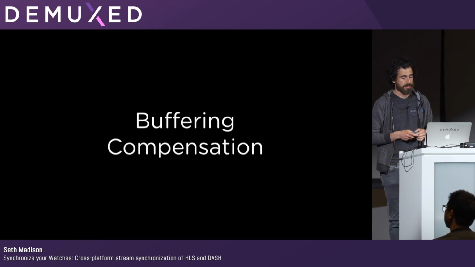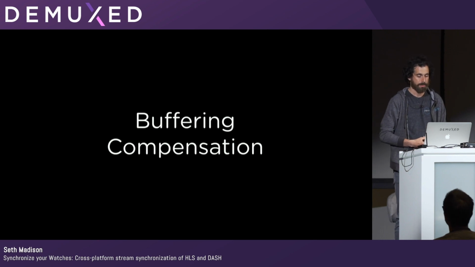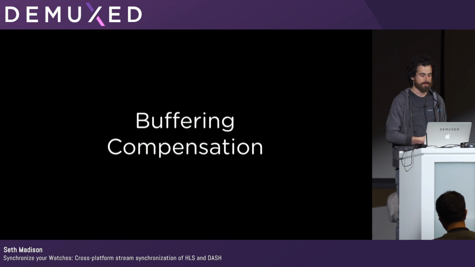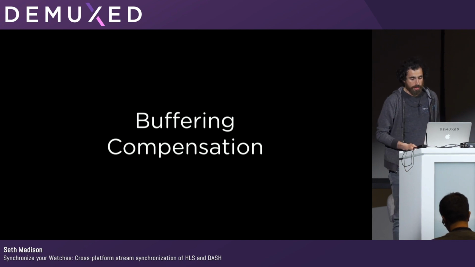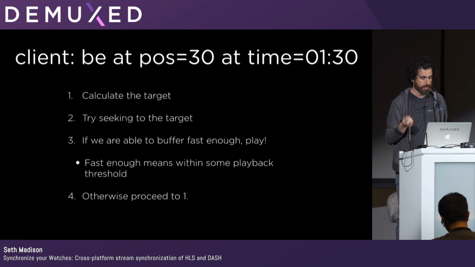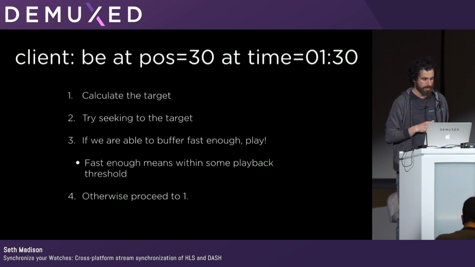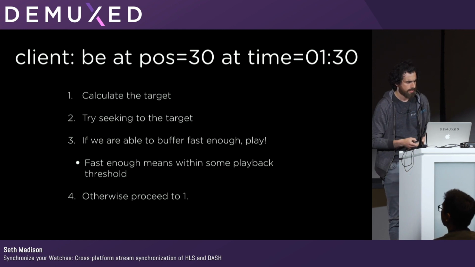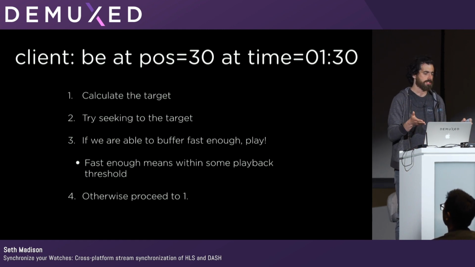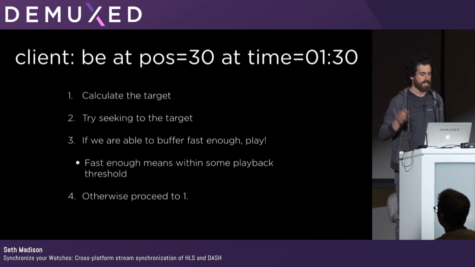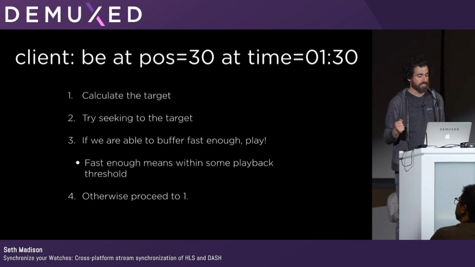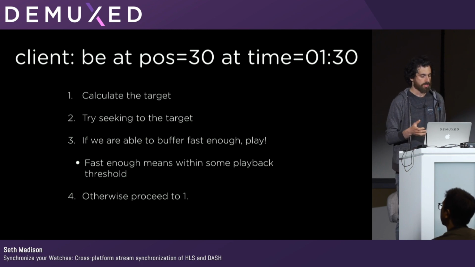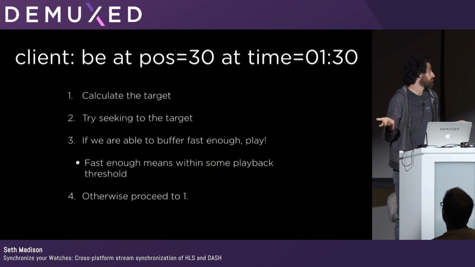So now we've told our players where they should be, but how do they get there? Well, we need to account for buffering time, right? We need to account for the time that it's going to take the players to download the video. So again, starting with the naive solution, the client knows that it should be at position 30 at time 1:30. We're going to just calculate the target like we saw before, and try seeking there. If we're able to buffer fast enough, then we play, where fast enough is within some threshold that we define. Otherwise, we go back up to 1 and keep trying.